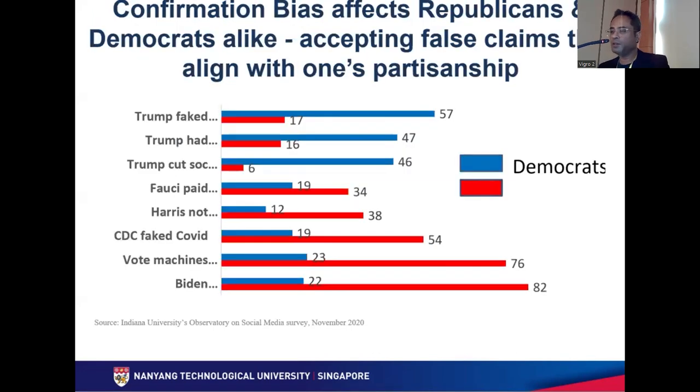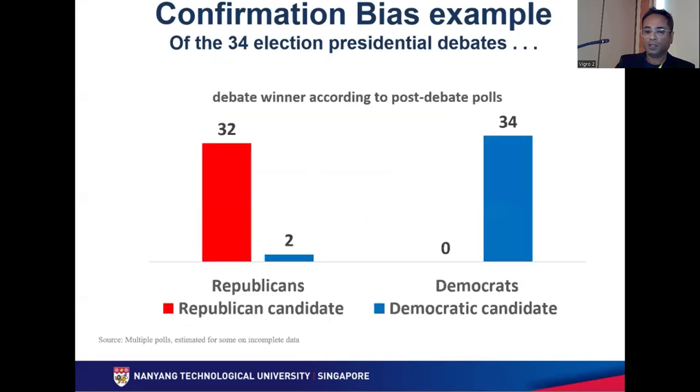You might think that this is maybe a Republican or Democrat problem, but that's not necessarily so. This is both Republican and Democrat aligned. So you have all these news items, and you can see the percentage of people who believe them. Okay. Here's another one of the 34 presidential election debates in the United States. You survey the audience and ask who is the debate winner, suppose debate polls, okay? So the Republicans think the Republican candidate won, the Democrats think it is the Democrat candidate, regardless of the results. So basically you can see group thinking as well as bias.